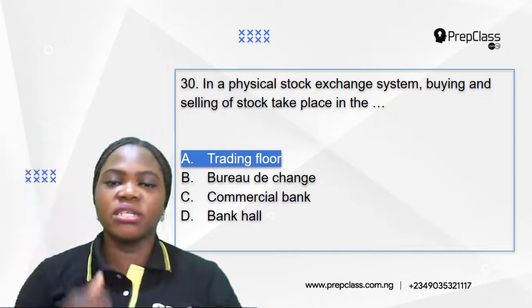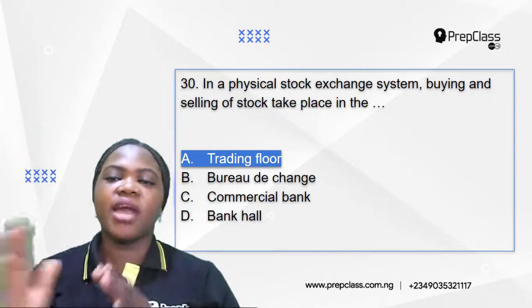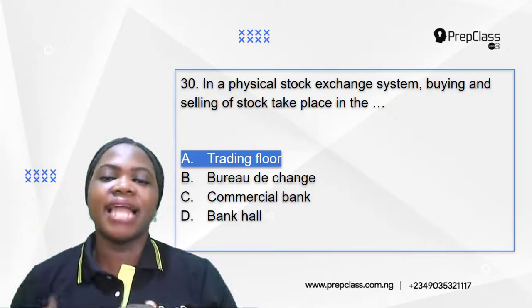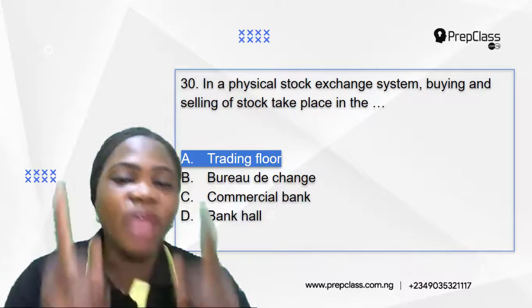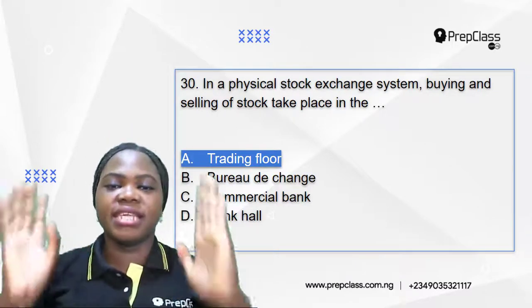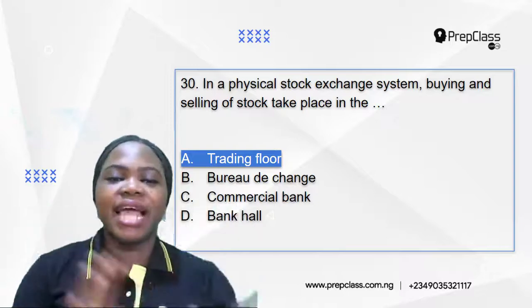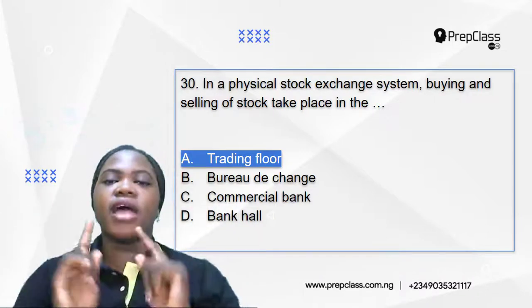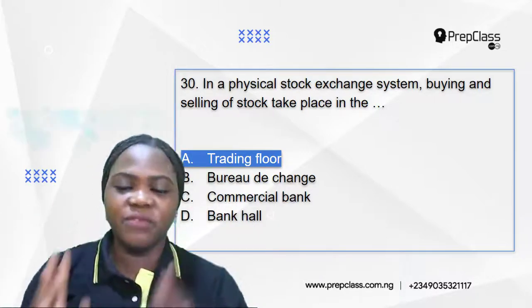Okay, so which of the options is correct? In a physical stock exchange system, buying and selling of a stock take place in the trading floor. The trading floor is the area where buying and selling of stock take place. So the correct option is A, trading floor.